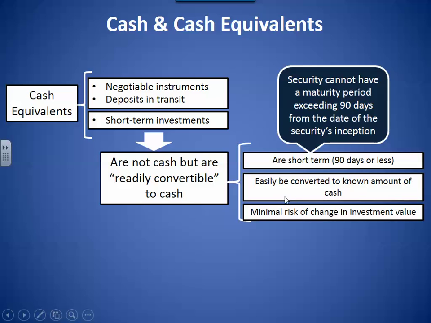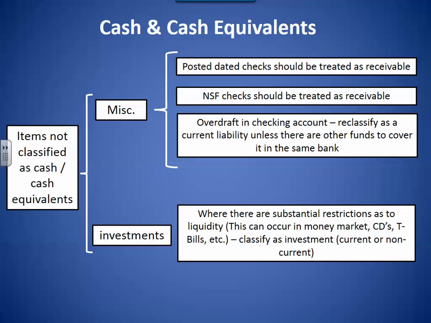Also, that security must be easily converted to a known amount of cash. Also, it has to have a minimal risk of change in investment value. So in order to be considered a cash equivalent, the short-term type of securities have to meet these criteria. Now, items not classified as cash and cash equivalents, these are also considerations on the exam. Start off with the miscellaneous items first.